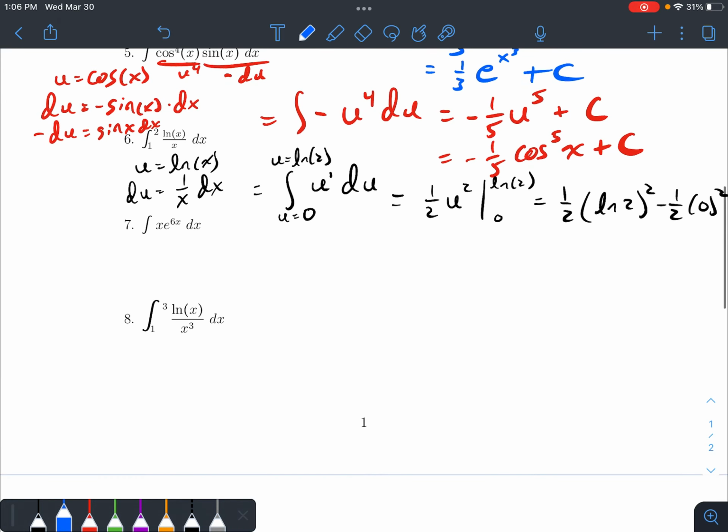Get rid of that for space. All right, x e to the 6x. So we can't do a u sub here. If we made our u be like 6x or something like that, then our du would just be 6dx.